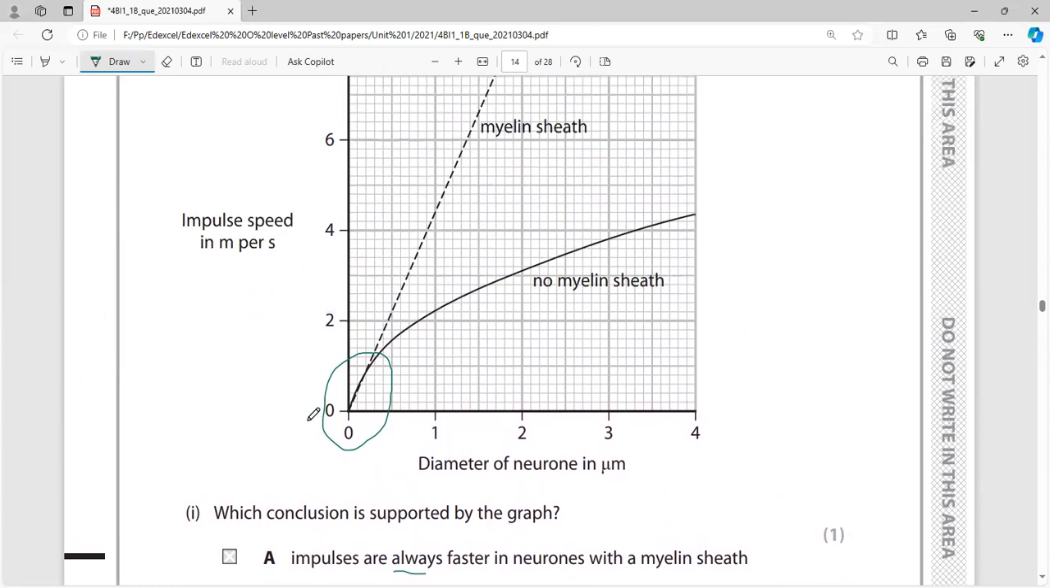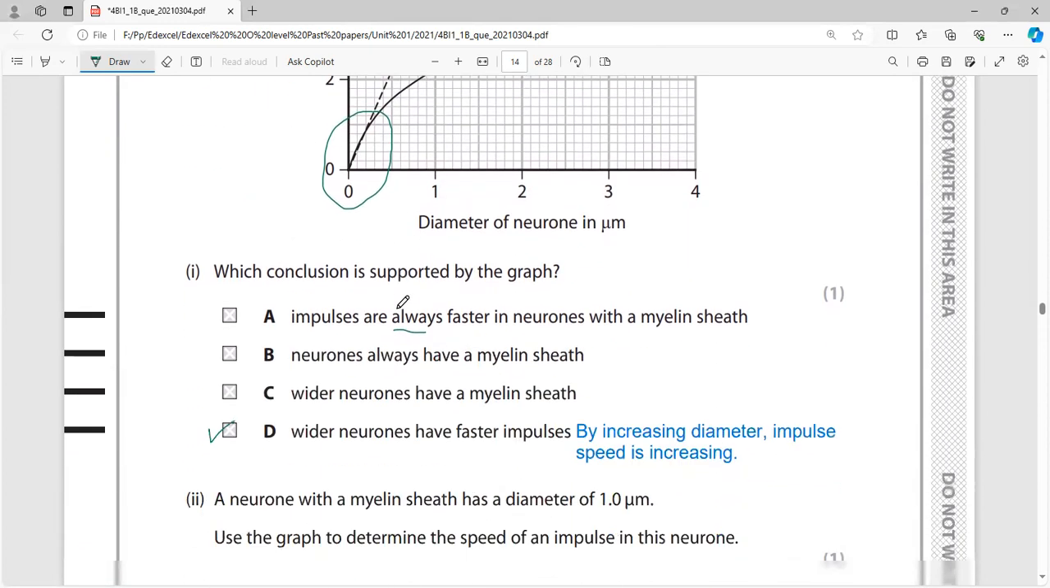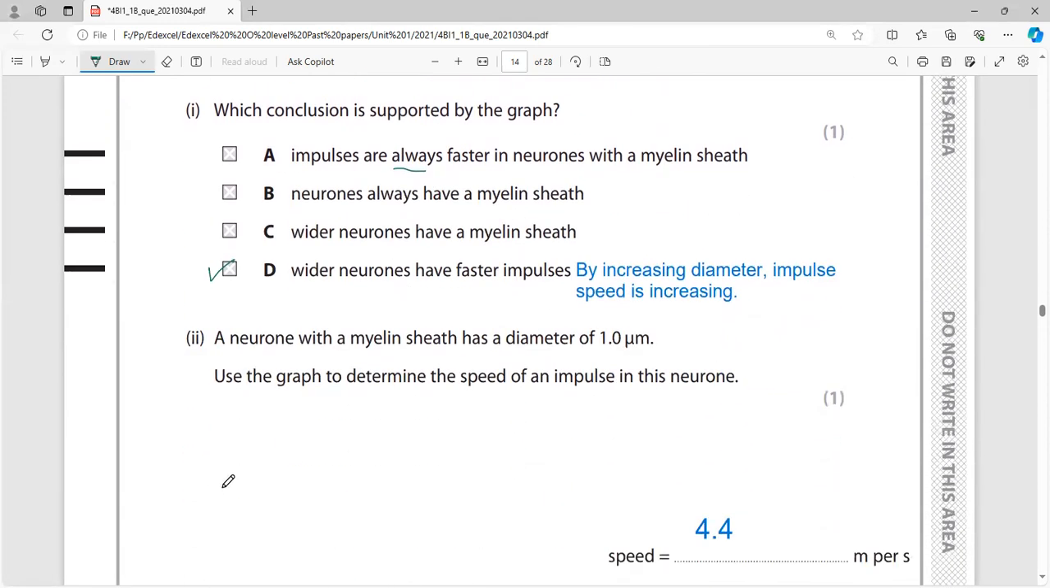The graph is saying that if the diameter is increasing, the speed of nerve impulse is increasing. So here we can get the idea: the wider the neuron, the faster the impulses. By increasing the diameter, the impulse speed is increasing. So D is our correct answer here.